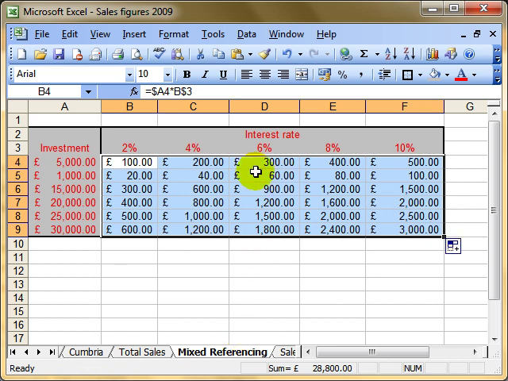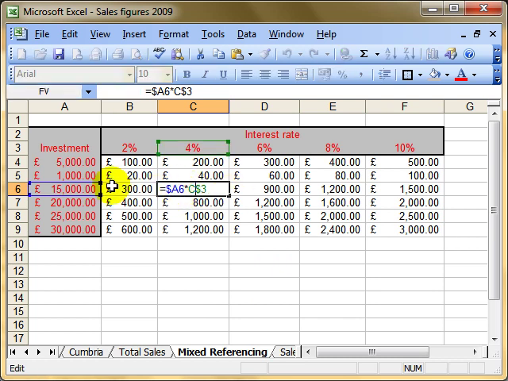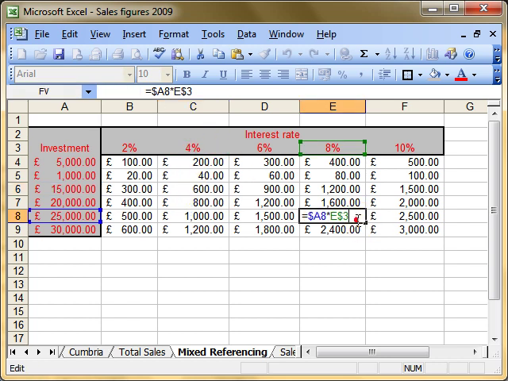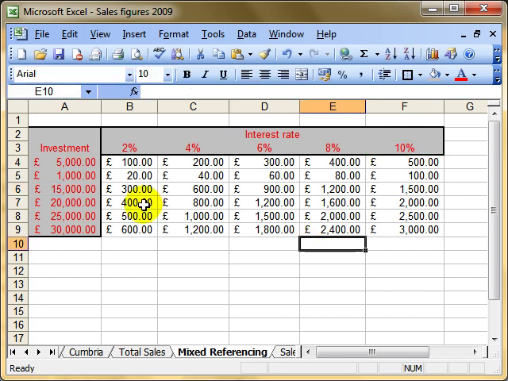Figures are looking good. Let's just click in a few cells. This one here, A6, yeah, the investment multiplied by C3, the interest rate. A8, yeah, multiplied by the interest rate. So using that mixed cell reference allows us to pick up the investment and the interest rate correctly each time. So that's mixed cell referencing. Using the $ to lock the cell reference so that when we replicate, either the column or the row reference doesn't change.